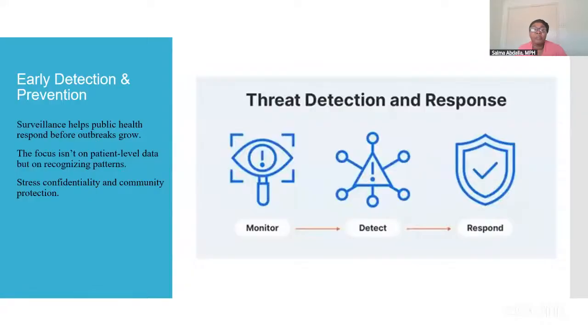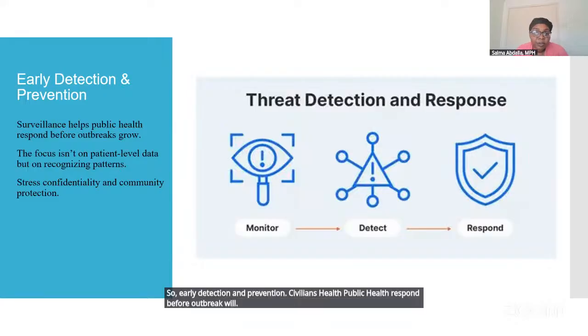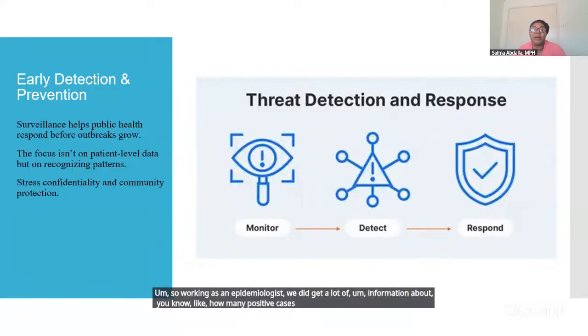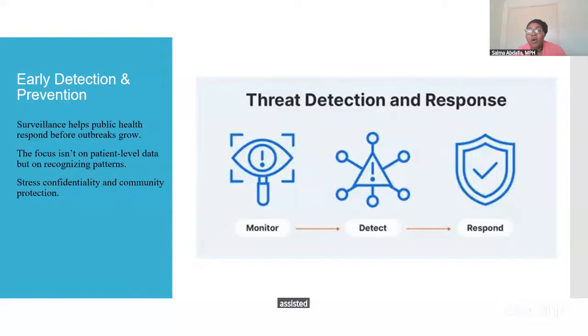So, early detection and prevention. Surveillance helps public health respond before outbreaks grow. And this is very important in epidemiology and public health, especially when we have diseases. The focus wouldn't be on patient-level data, but on recognizing patterns. So working as an epidemiologist, we did get a lot of information about how many positive cases we have in a specific assisted living or nursing home, and it's really important to get those numbers.